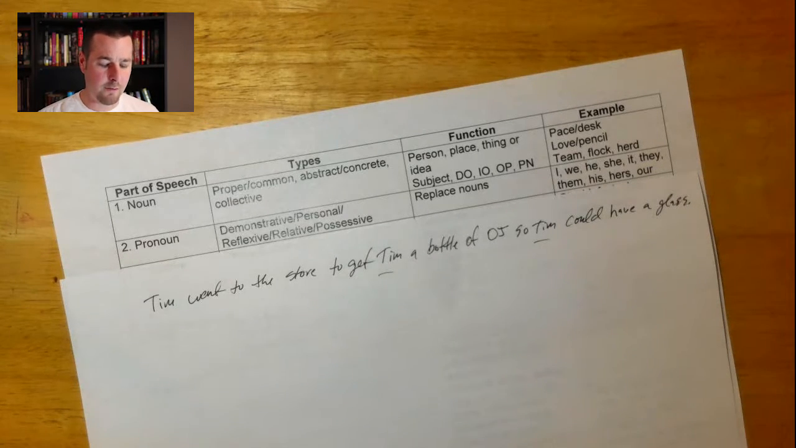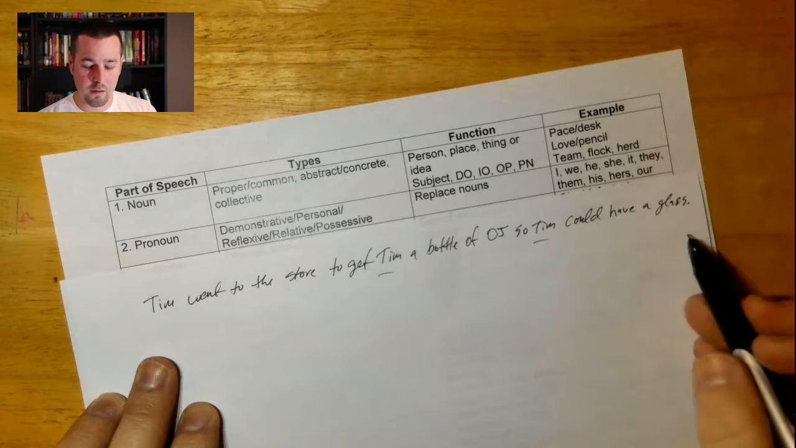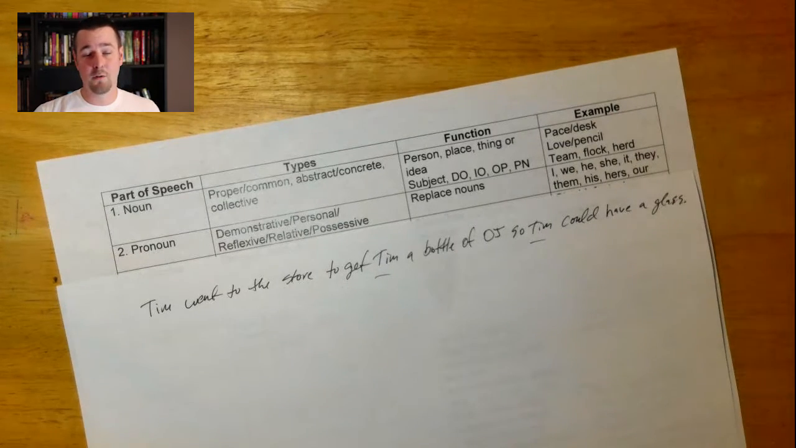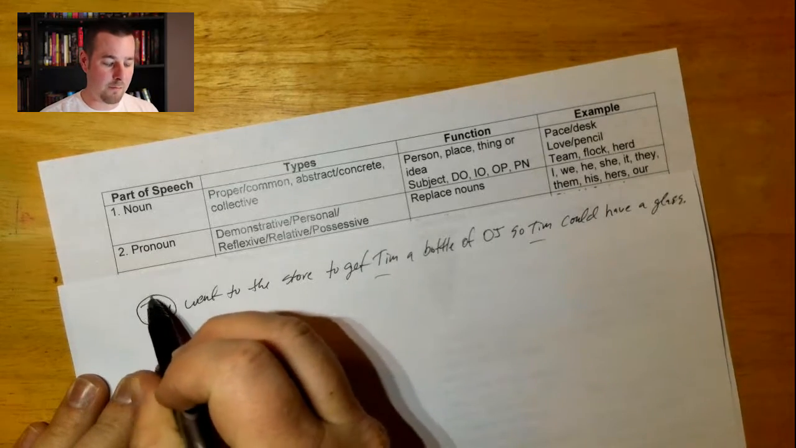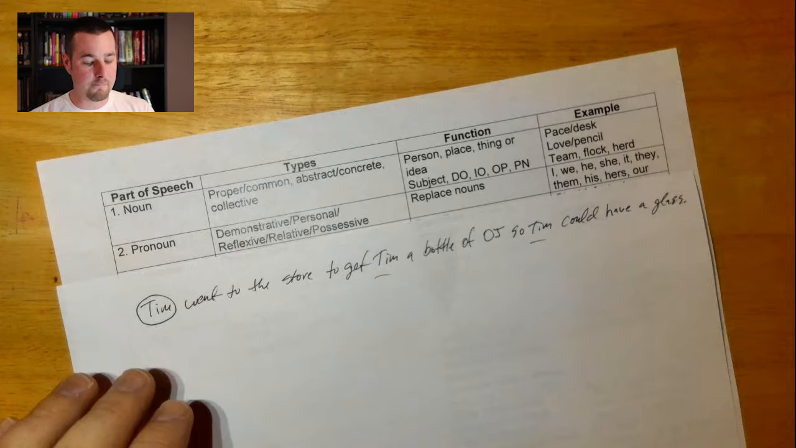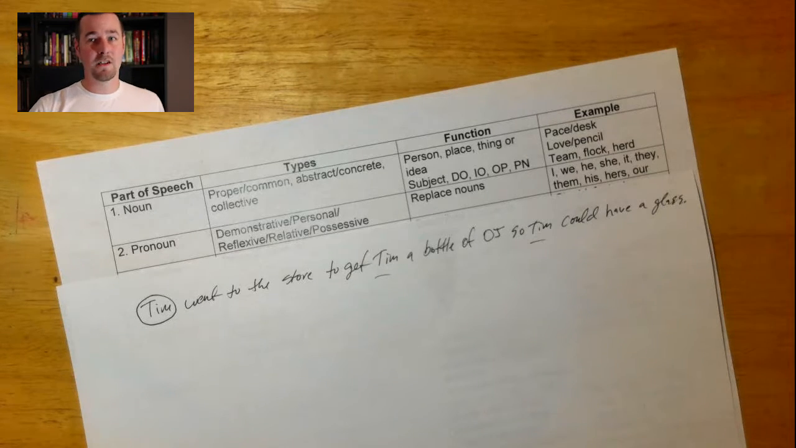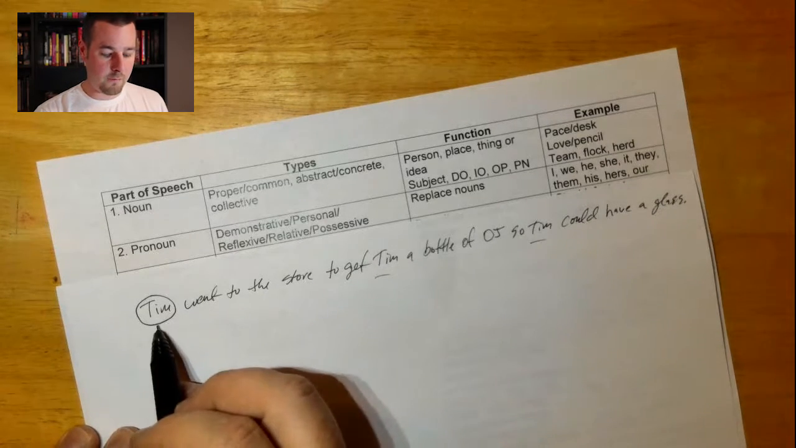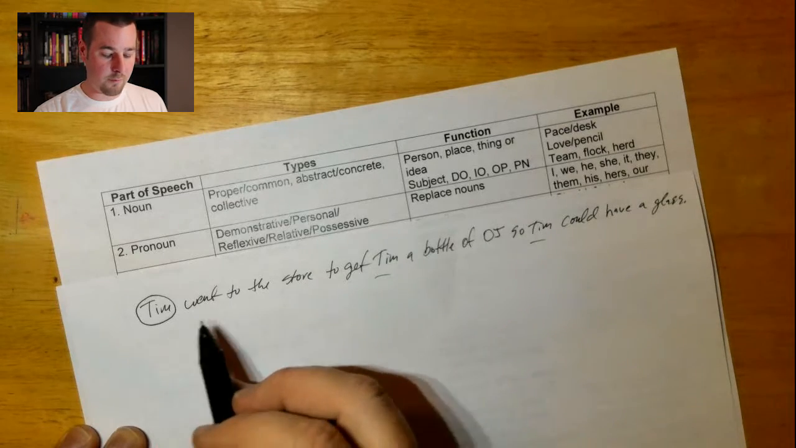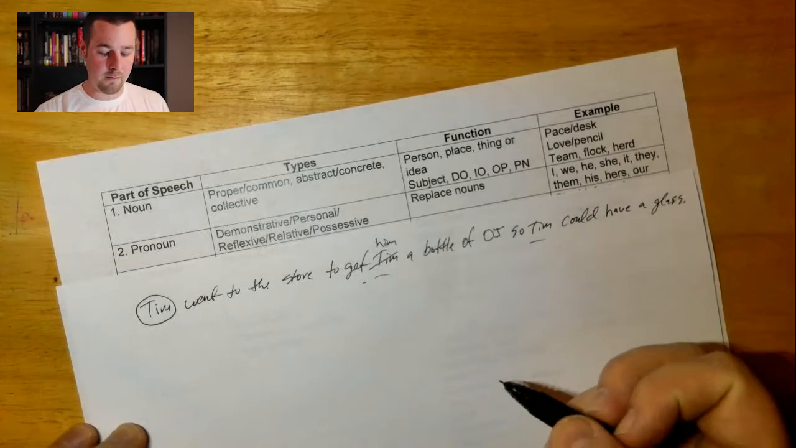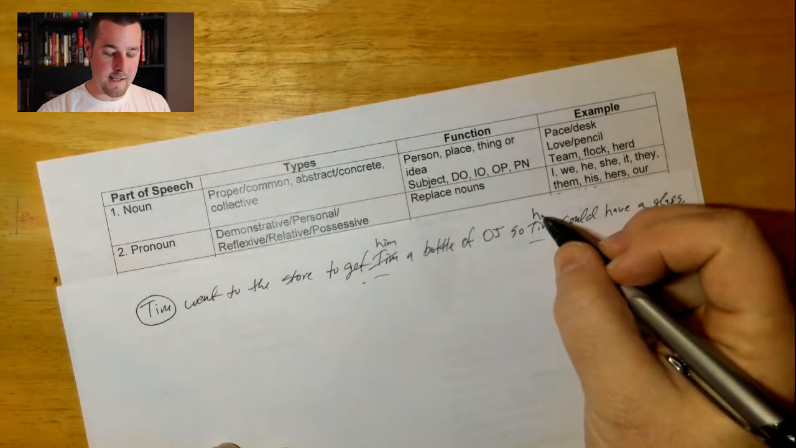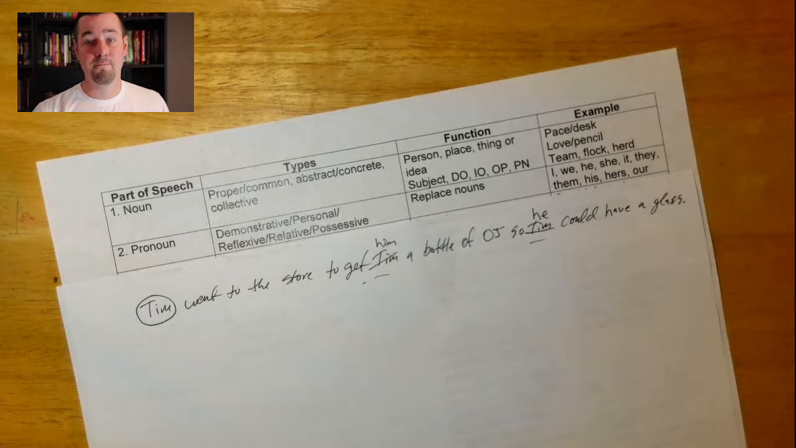So here, what I would do is, instead of going through all of these, just like in sports, you're going to have a starter and you're going to have people coming off the bench and substituting. Well, Tim is our starter. So I'm going to leave that one in place because you got to know who the sentence is talking about. So from here, I'm going to go down, and once I get to here, I'll go, okay, Tim went to the store to get him a bottle of OJ so he could have a glass.